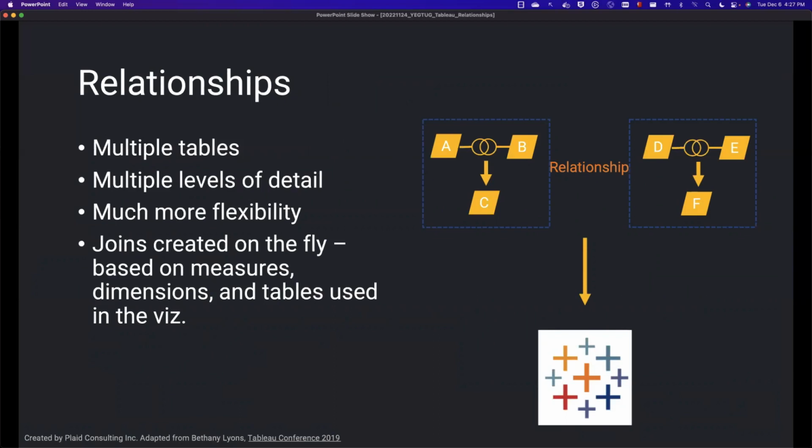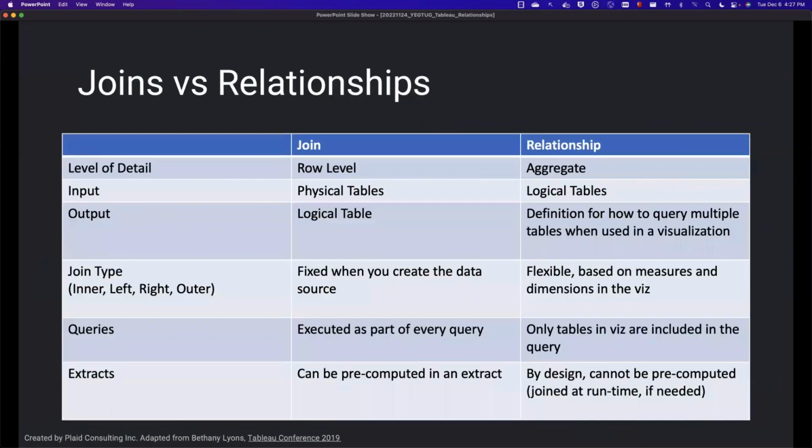They're highly flexible, and the joins themselves, which get done after the relationship part, are created on the fly based on what you're using in your visualization. At a really high level, some of the differences are that joins are done at the physical level, as in they exist in your database, but the output is a logical table.